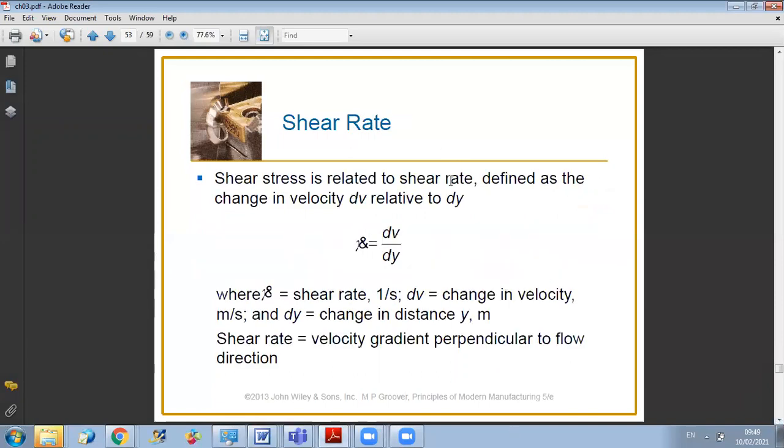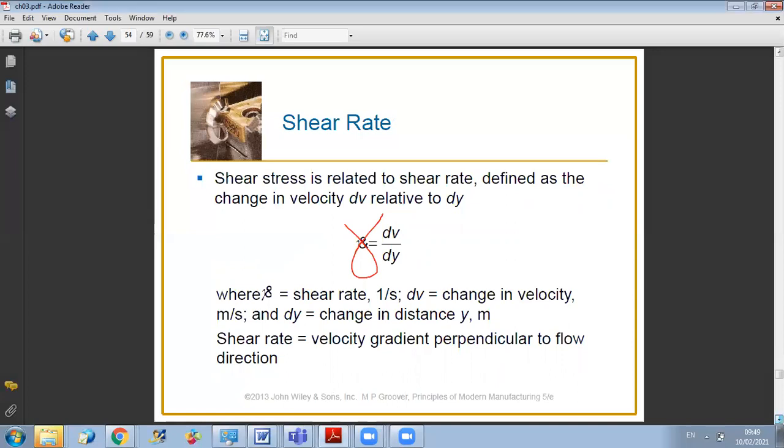The shear rate is defined as dv by dy. Here it's gamma. Gamma is dv over dy. Gamma is the shear rate. dv is a change in velocity for a certain variation in distance dy. The shear rate is defined as the velocity gradient perpendicular to the flow direction.